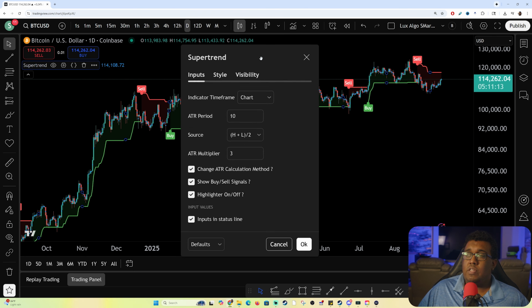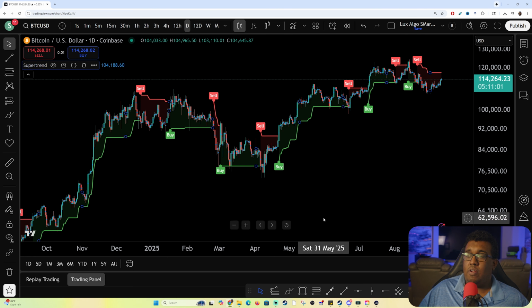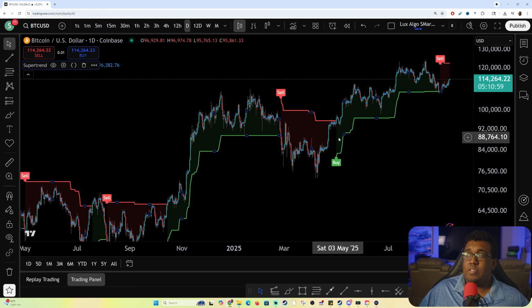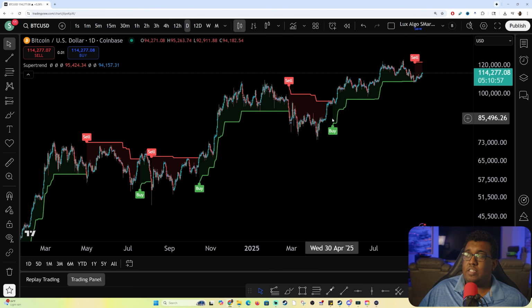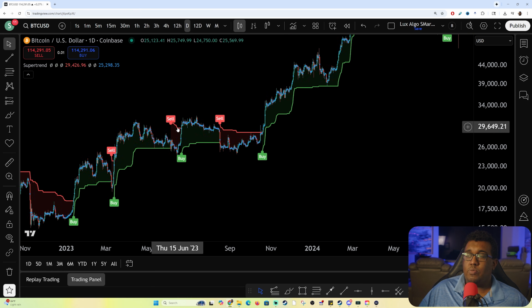So first of all, for those of you guys that want to trade on the daily chart like I have right here for Bitcoin, you're going to change the ATR period to 22. You're going to change the ATR multiplier to 4.6. Next step, you're going to hit OK, and you're going to see how a lot of those signals get fixed up, all right? And you can see most of the time it works out. This one didn't work out. That one worked out. This one didn't work out.